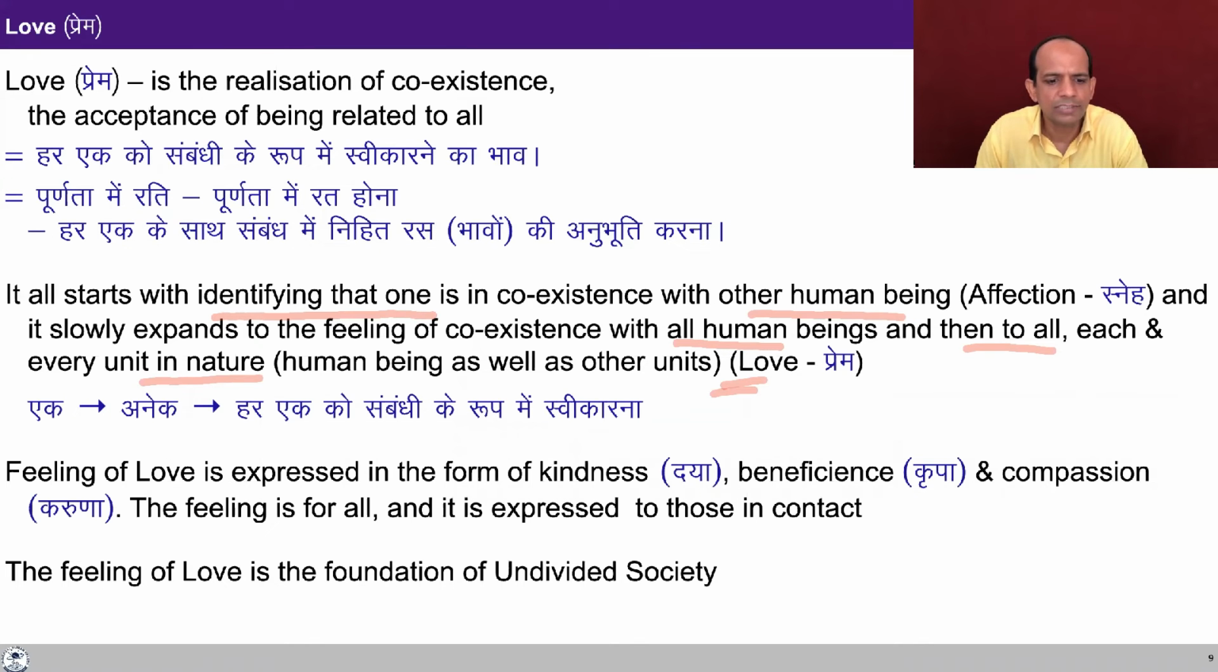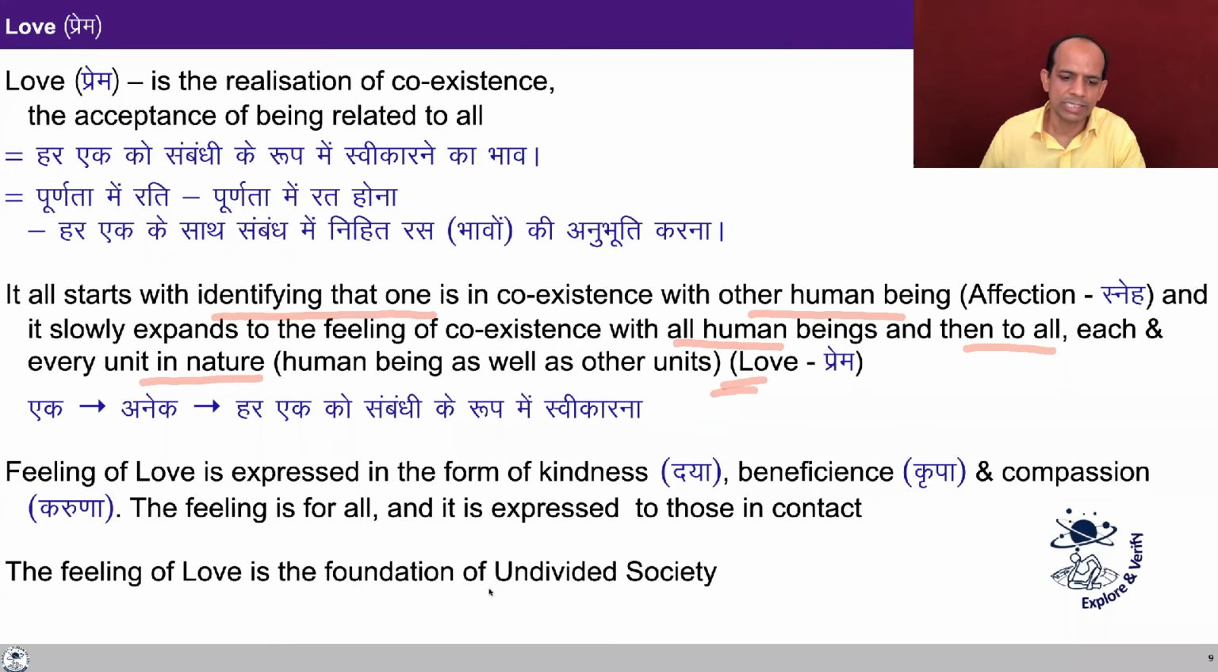And feeling of love is expressed in the form of kindness, beneficence, and compassion, something that we explained earlier. The feeling is there for all, and it is expressed to those in contact. So I can have this feeling in me every moment for every human being, but we express this to the person whom we are in contact with when we get the opportunity or the occasion to interact with the other. And this feeling of love is the foundation of undivided society.